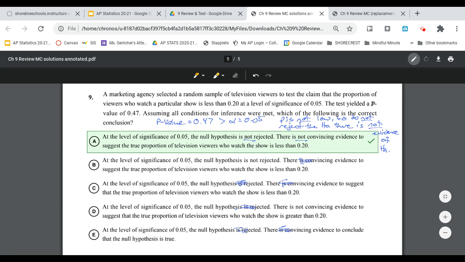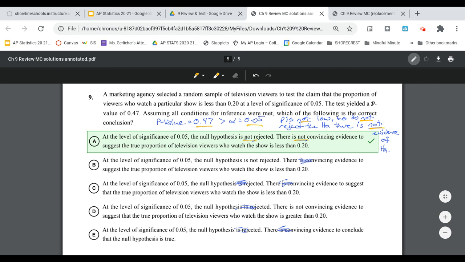Okay, number 9. So similar to a previous problem, they gave us a p-value, which was bigger than 0.05. So p is not low, so we do not reject the H0. There is not evidence of the Ha. So just go through and find the one that matches that. Not rejected. There's not convincing evidence.